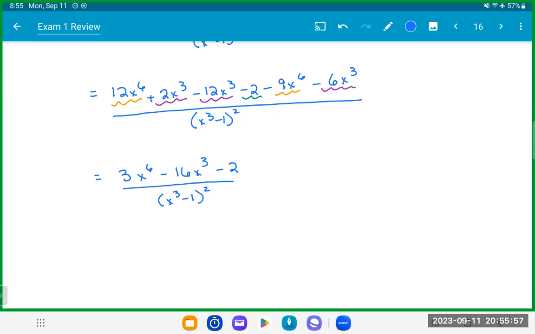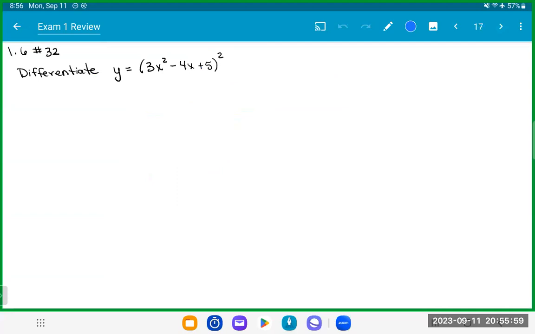All right, so moving on to the next one. For this problem, we are looking to do the extended power rule. You could do it in two ways, right? You could use the extended power rule, or you could break it up and do the product rule. So if we let this be 3x squared minus 4x plus 5 times 3x squared minus 4x plus 5, we could use the product rule here.